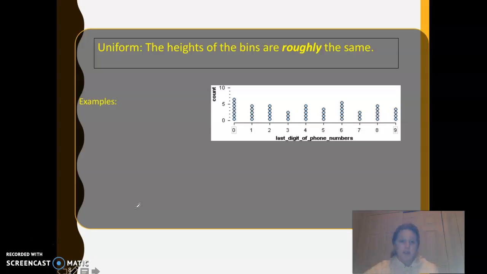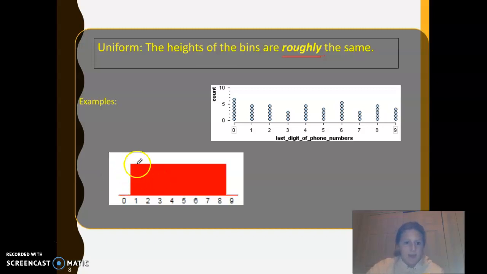A uniform set. In a uniform data set, the heights of the bins, or the data points, are roughly the same. For example, this is a dot plot, not a histogram, but the heights are roughly the same. And I say roughly because they don't have to actually be the same height. For example, all these dots don't need to fall at 5 all the way across, or all the bars in this histogram don't need to, here they are all the same height, but roughly. So this dot plot is uniform as well as this histogram is uniform.